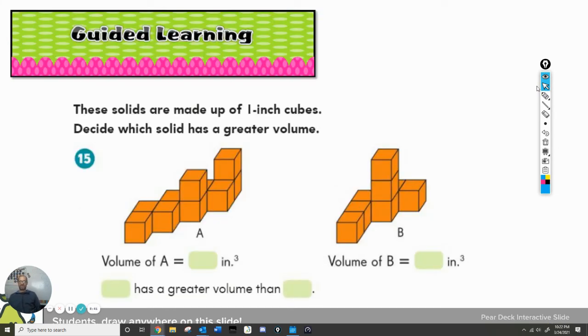All right. These solids are made up of 1-inch cubes. Which one has the greater volume? Pause me for a second and then we'll do it.